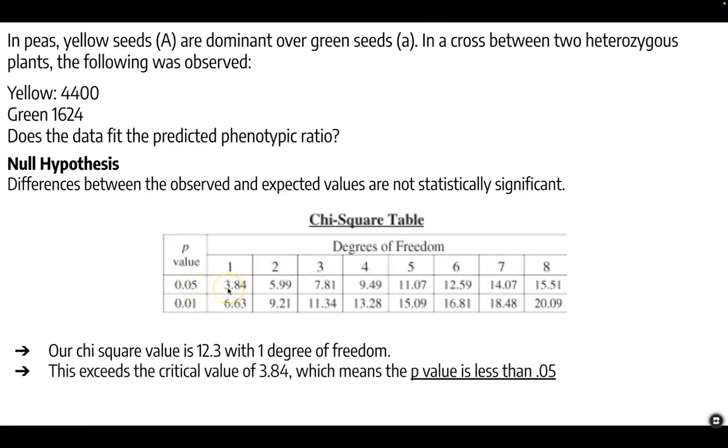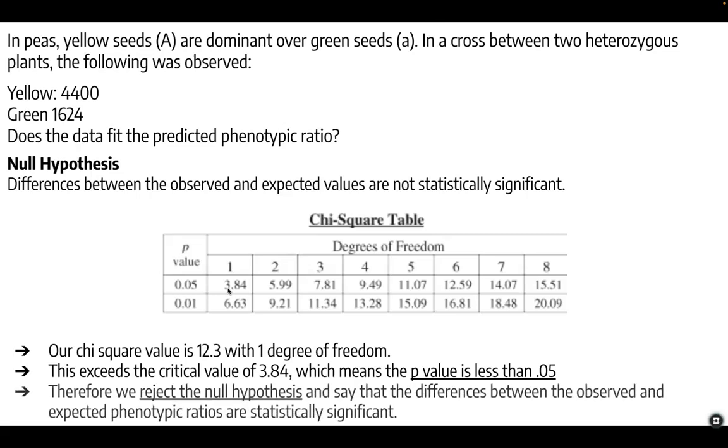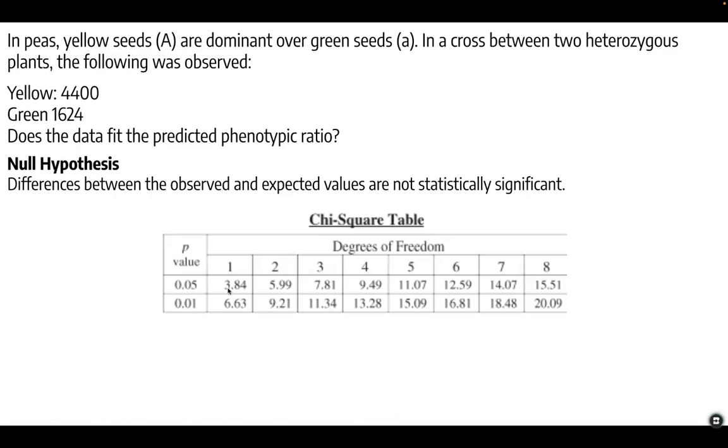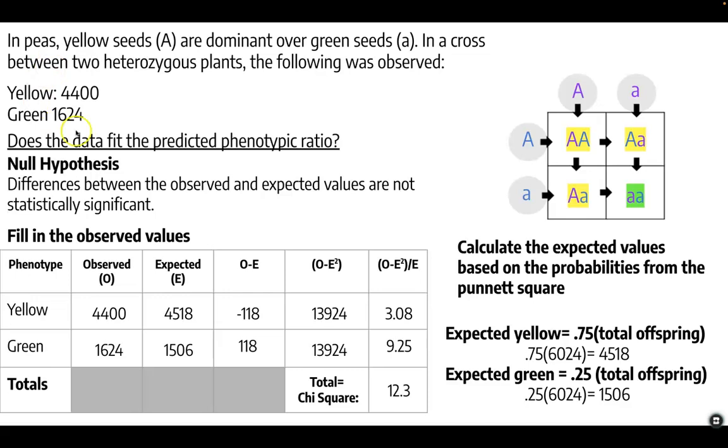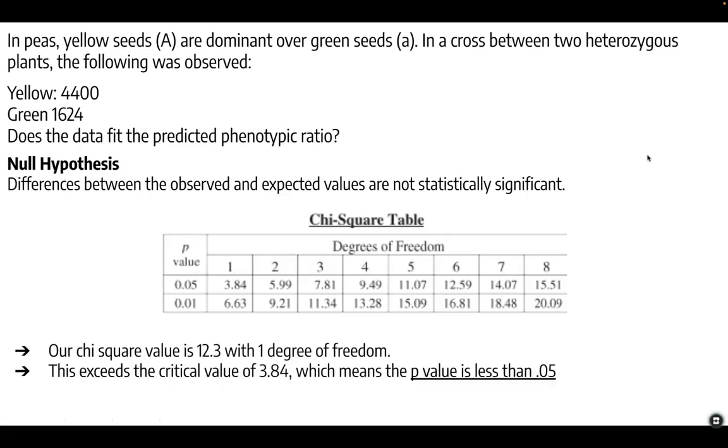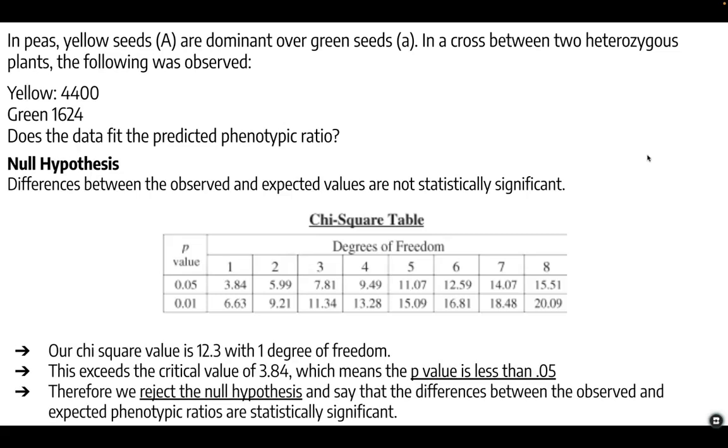And so 12.3 is greater than our critical value. Because we said that if it's greater than, then your p-value is going to be less than expected. Therefore, you're going to reject your null hypothesis, and you're going to say that the differences between the observed and expected are statistically different. So what you observed in the real world when you were looking at your flowers is different than what Mendel's laws told us. So you are going to reject the null hypothesis, and you're going to say that what you observe is statistically significant.